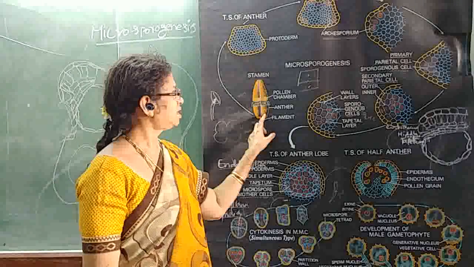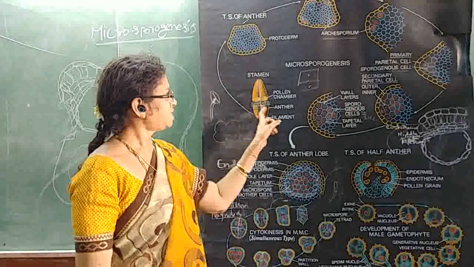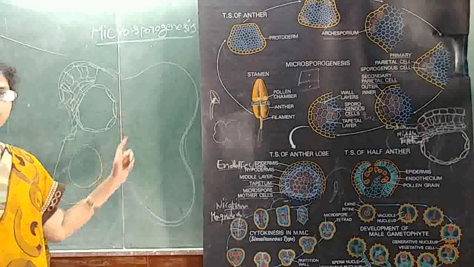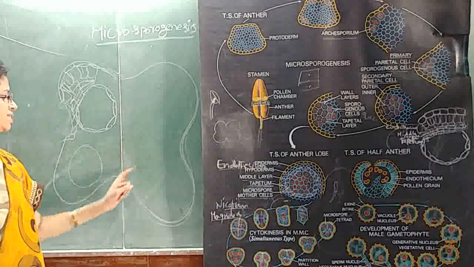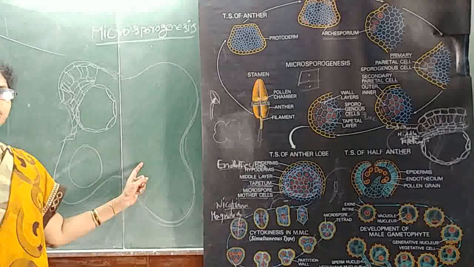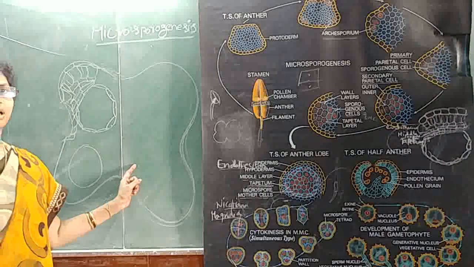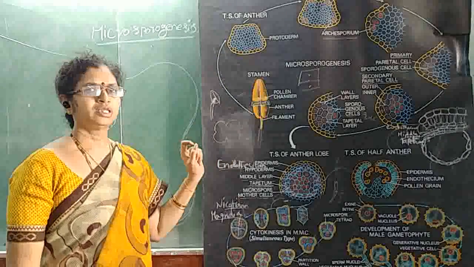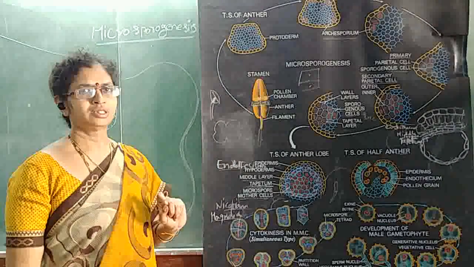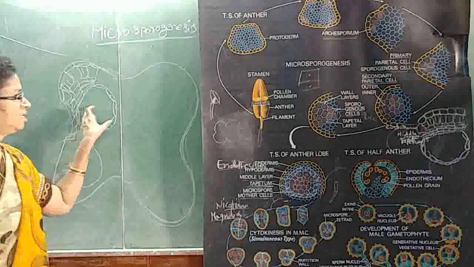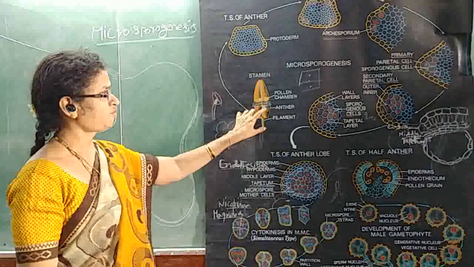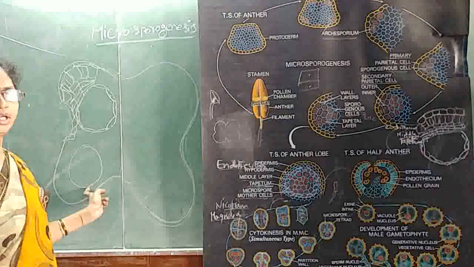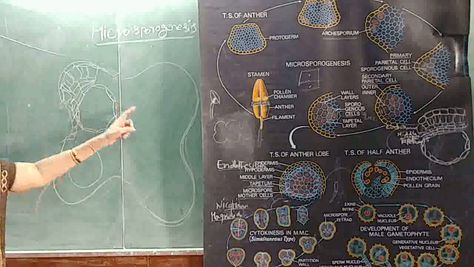So in dithecous anthers, in transverse section, we observe four locules. So it is known as tetrasporangiate anther and dithecous anther. In monothecous anthers, only two chambers are present, that is bisporangiate anthers. So the anther is dithecous, consists of two lobes and four chambers, that is tetrasporangiate type of anther, like this.